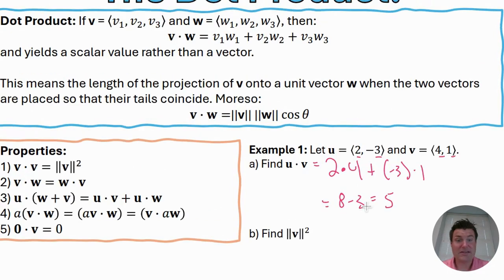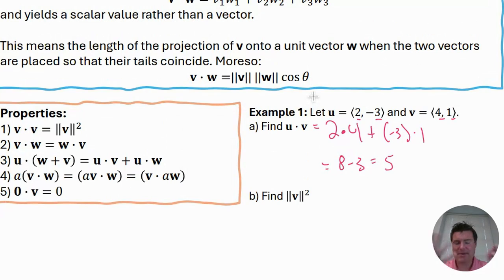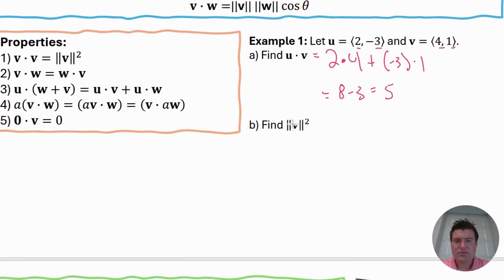What that means is if I found these two lengths right here, and I multiplied them, and I knew what the theta value was of the angle between these two vectors, then those would equal. So we'll get to more application of the dot product in a bit to maybe put a little more understanding to it. Let's go ahead and go to this next one.